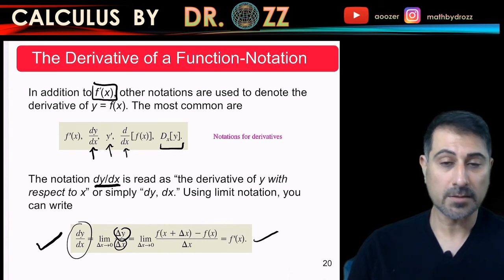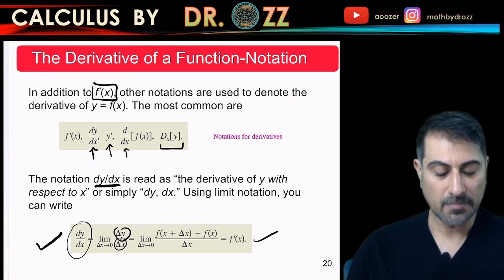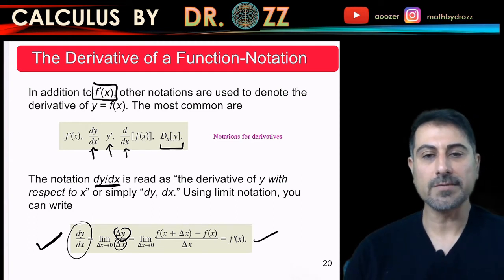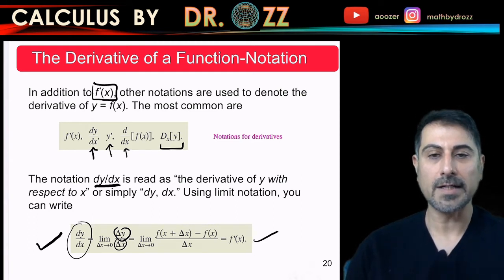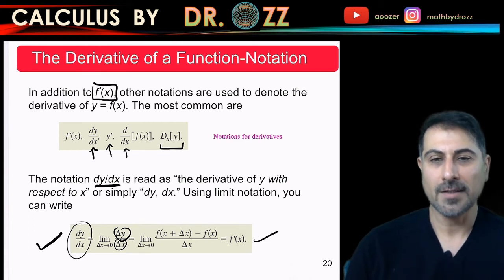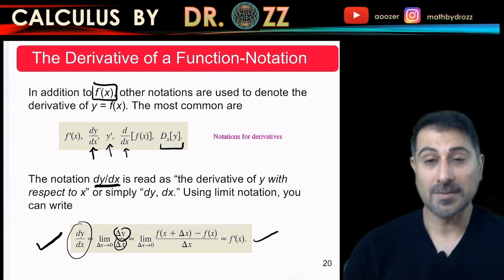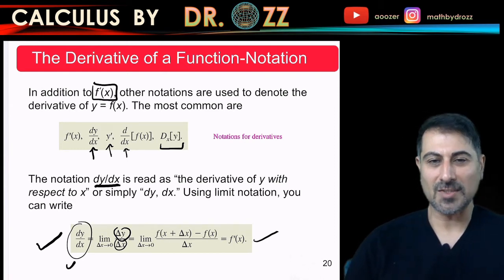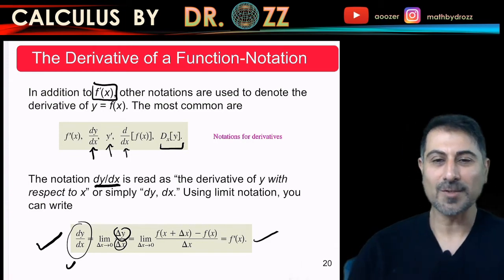Out of all of those notations, the dy over dx notation is particularly important because when we talk about higher order derivatives, it's going to be helpful. Let's say I ask you to find a 10th derivative of a function. You can't put 10 primes on top of f. That's not feasible in terms of space. But we're going to use this notation, tweak it a little bit, and you will see how helpful the dy over dx notation is.